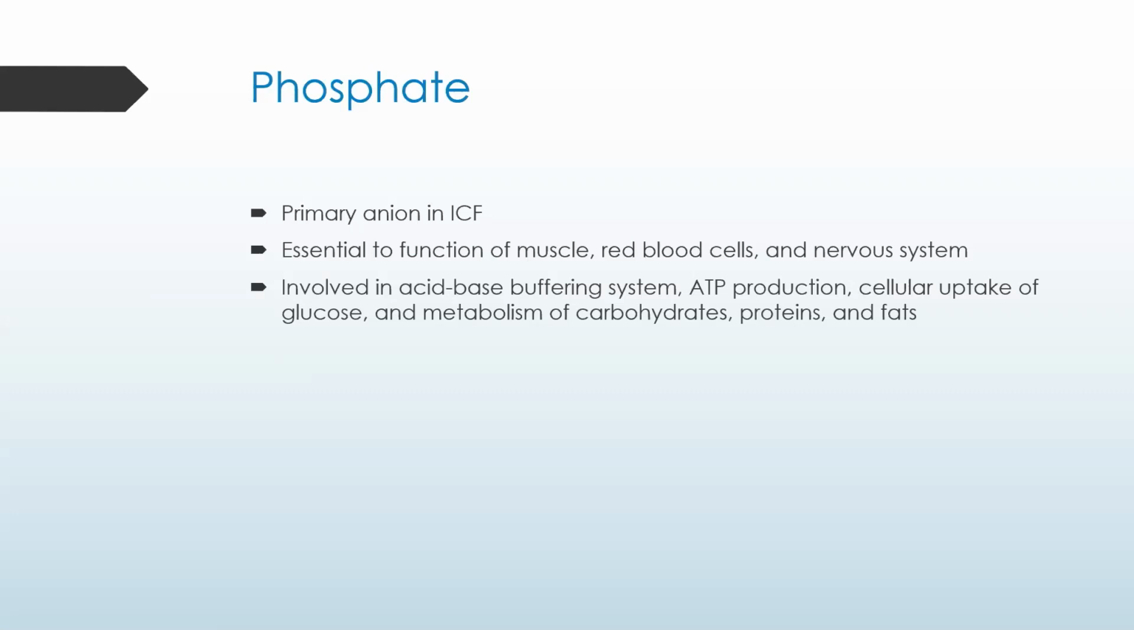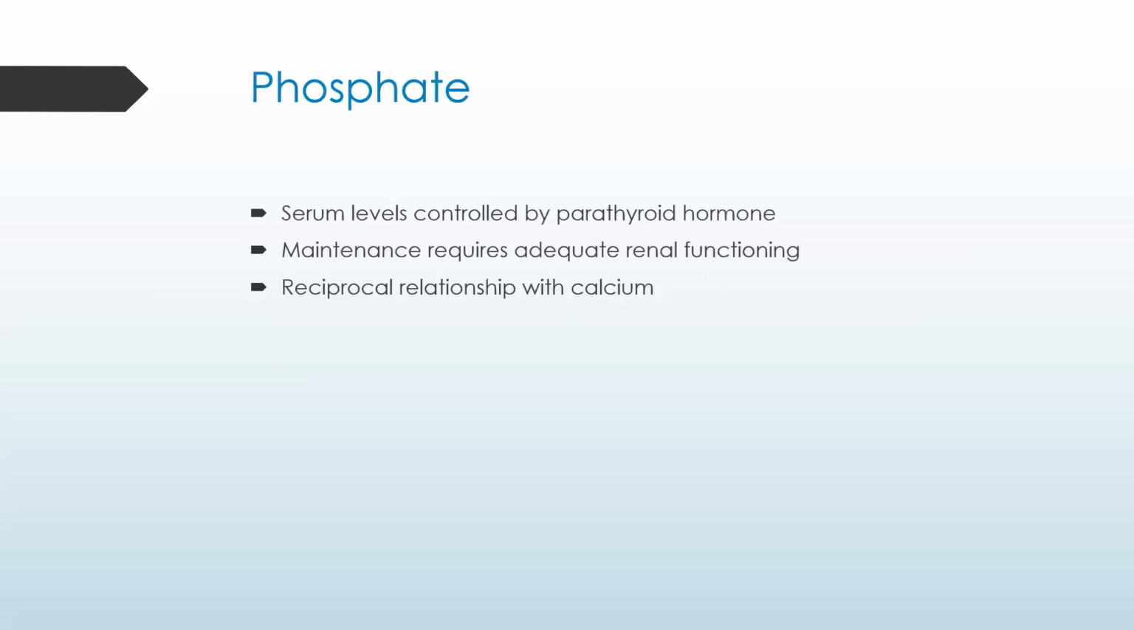Parathyroid hormone maintains serum phosphorus levels and balance. Proper phosphate balance requires adequate renal functioning because the kidneys are the major route of phosphate excretion. When the phosphate levels in the glomerular filtrate fall below the normal level or the parathyroid hormone levels are low, the kidneys reabsorb additional phosphorus.